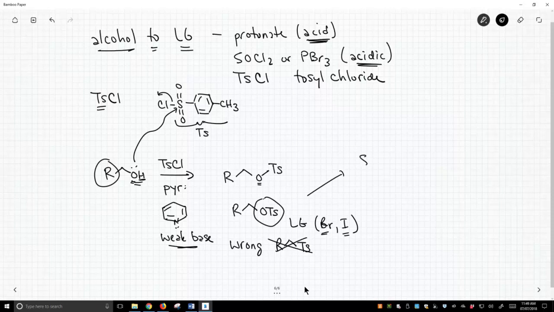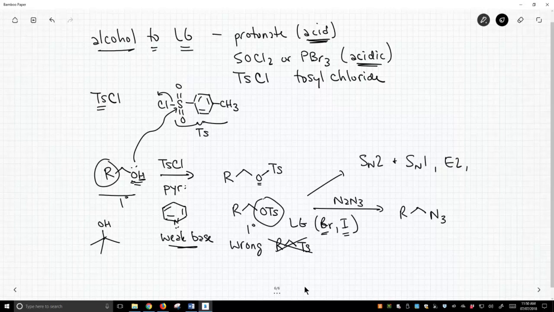We can do SN2 reactions. We could treat this with azide. Sodium azide, that would do an SN2 displacement. In fact, that'd be a really good one because I've shown this as a primary tosylate. You don't have to have a primary alcohol. You could do a tertiary alcohol and form a tosylate. So you can convert almost any alcohol into the corresponding tosylate, whether it's primary, secondary, tertiary. And then you can do all your reactions, SN2 reactions. You could do SN1 reactions, E2s, E1s. So this is a really flexible way to convert an alcohol into a leaving group without relying on acid.